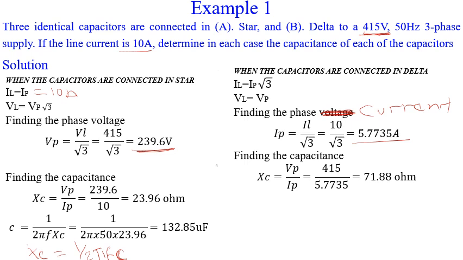After doing that, we get our capacitance. Then we now need to find the value of the capacitor. To find the value of the capacitor, we simply calculate it from our capacitance. Then we are done.